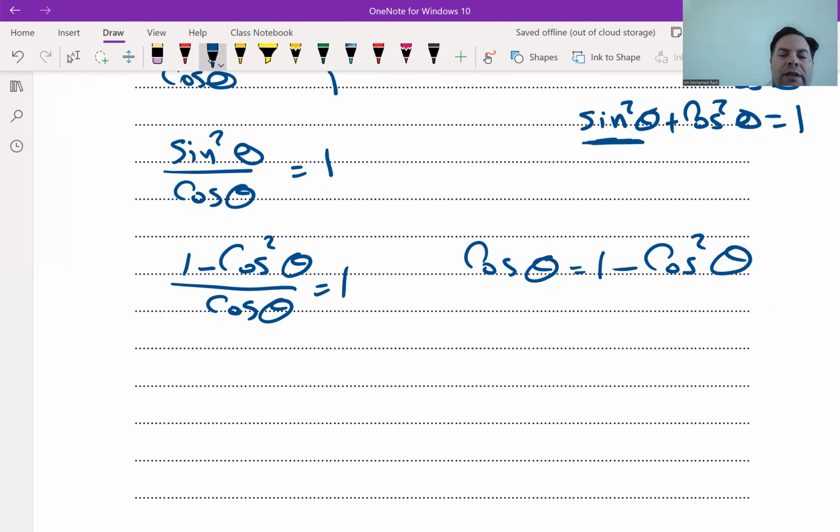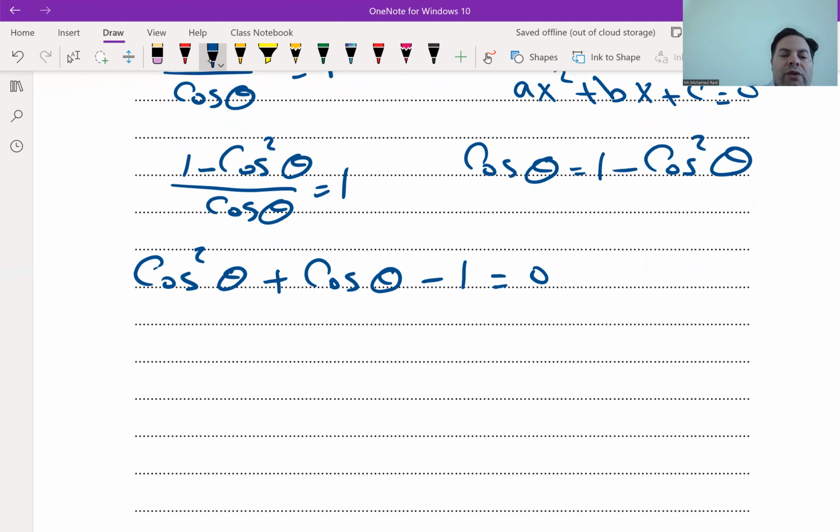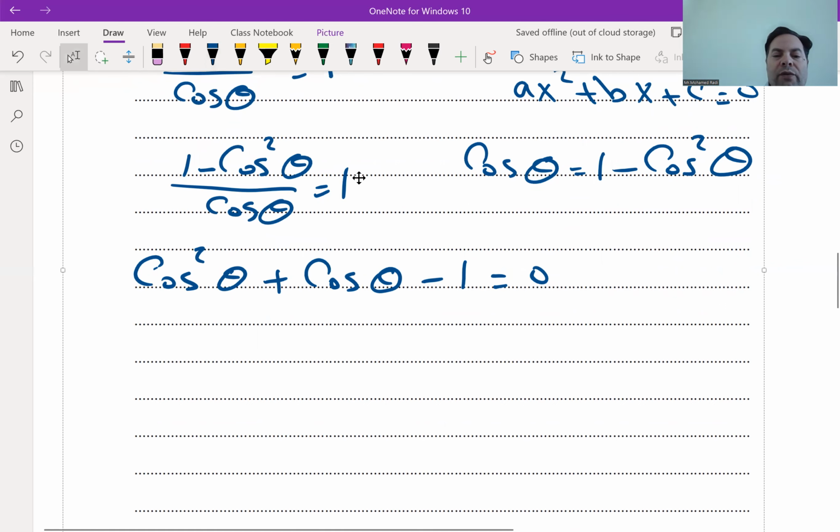Quadratic equation, write it in standard form, in the form of ax squared plus bx plus c. Then use factorization or quadratic formula to solve it. By rearranging the expression, cosine squared theta plus cosine theta minus 1 is equal to 0. Quadratic equation, you can solve it by factorization or by quadratic formula to get the solution.